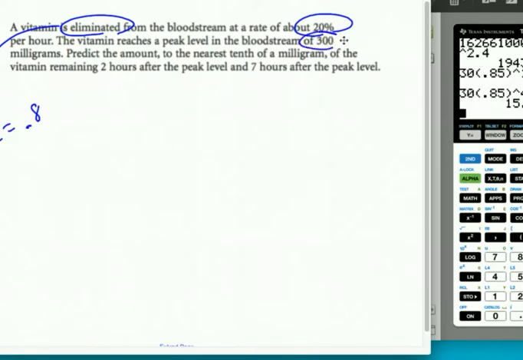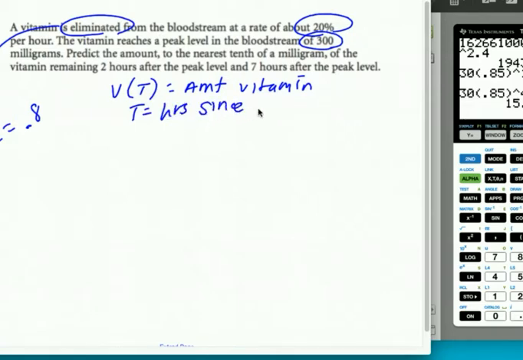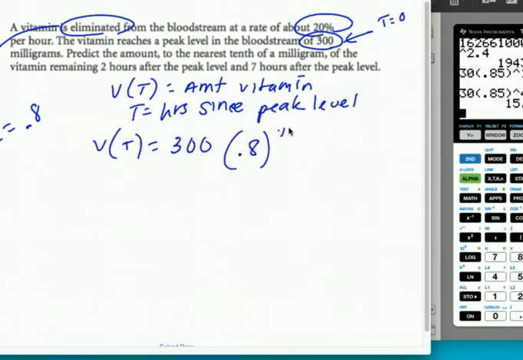We know the peak amount is 300. So let's say V of T is the amount of vitamin, and T is hours since the peak level. So T equals 0 is at the 300, right? So my V of T is going to be 300 times 0.8 raised to the T.